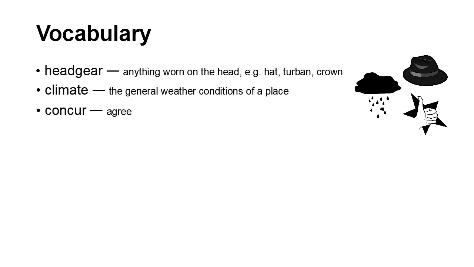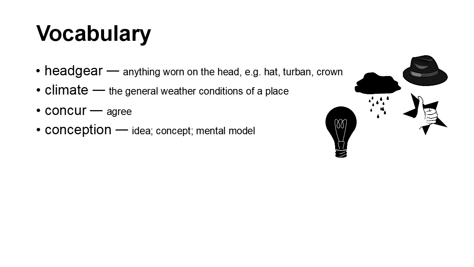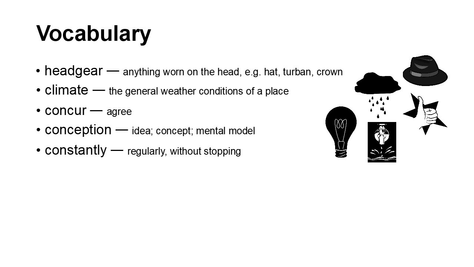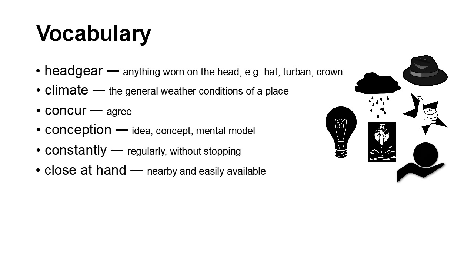Concur means agree. Conception means an idea or concept or mental model. Constantly means regularly without stopping, like the dripping of a tap, the constant dripping of a tap. Close at hand means nearby and easily available. If it's close at hand, you can get it easily when you want it.